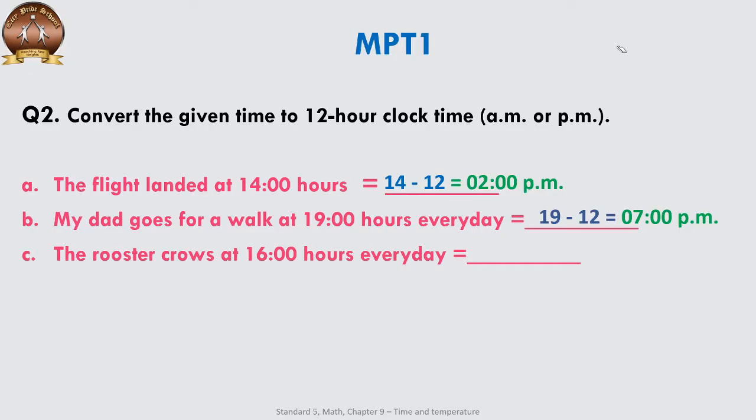The rooster crows at 16 hours every day. Subtract 12 from 16, you get 4 PM.